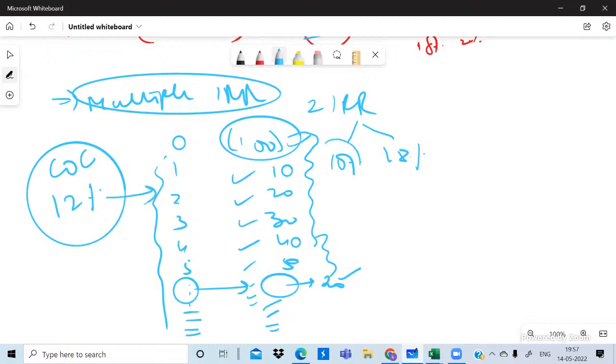IRR is the return that is being generated by the project. So when I want to compare the return with the cost, should I compare 10% with 12% or should I compare 18% with 12%? Because you can have multiple IRRs, you're not too sure whether your actual return is 10% or 18%. And therefore, what decision should you take? Is it a good project or a bad project?